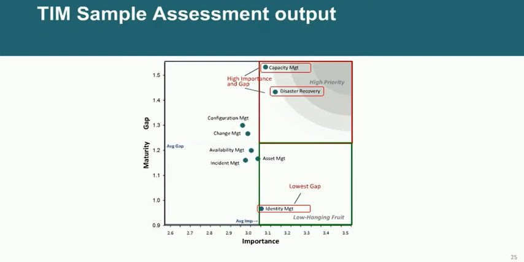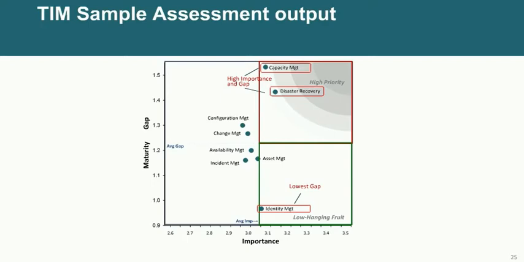Now in the questionnaire I briefly showed you, I didn't show the importance, I just showed you the current and future maturity. But in the questionnaire it also asks you to rate the importance. So for this particular questionnaire, in this example, disaster recovery here is showing a maturity gap of 1.4 and an importance to the organization of 3.1. And for capacity management, the maturity gap is 1.5 and the importance is roughly around 3.